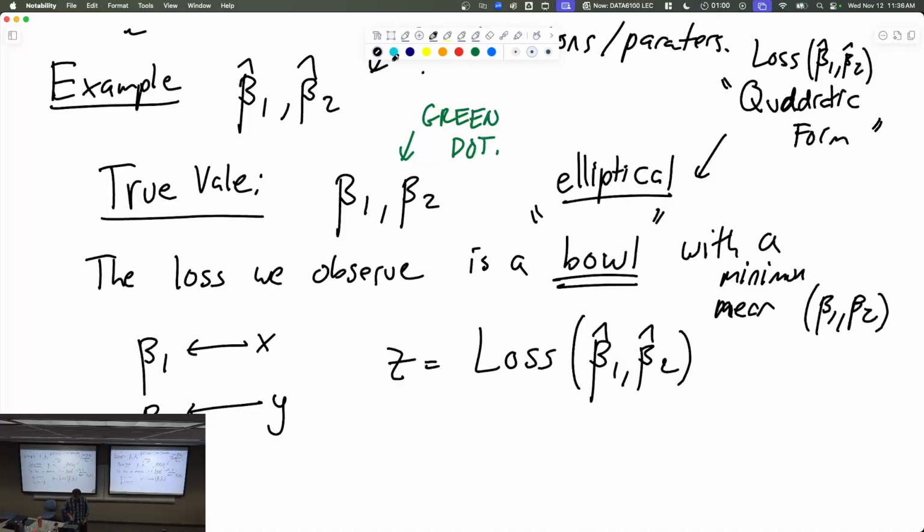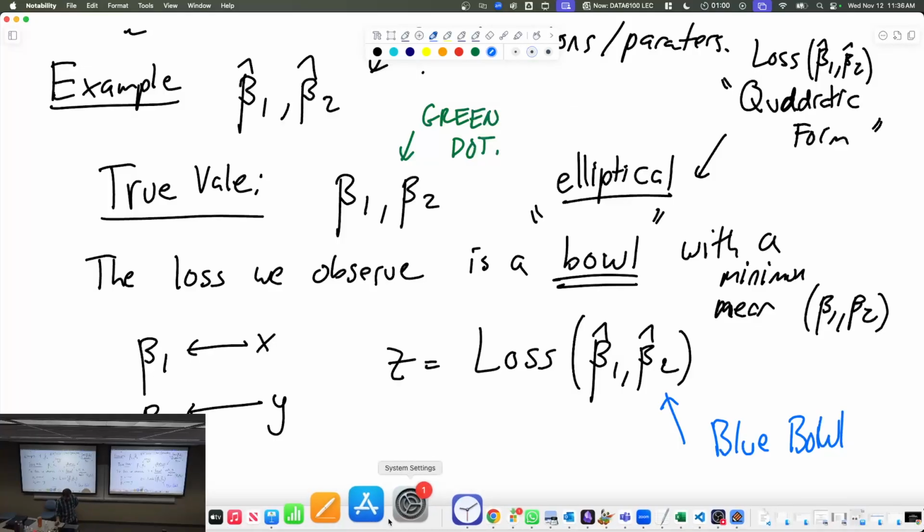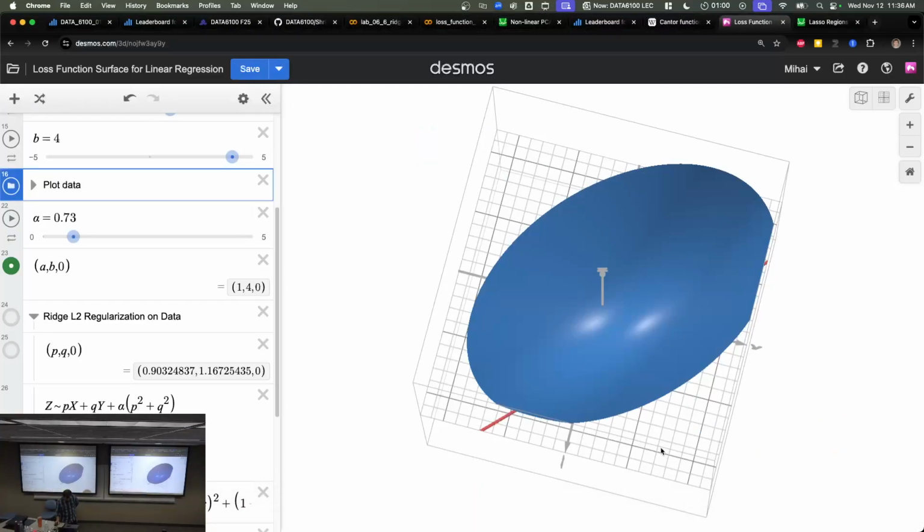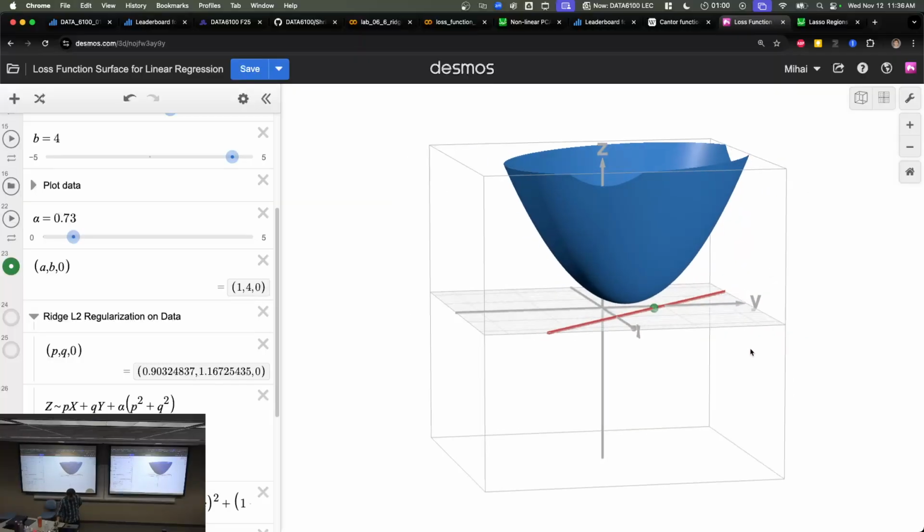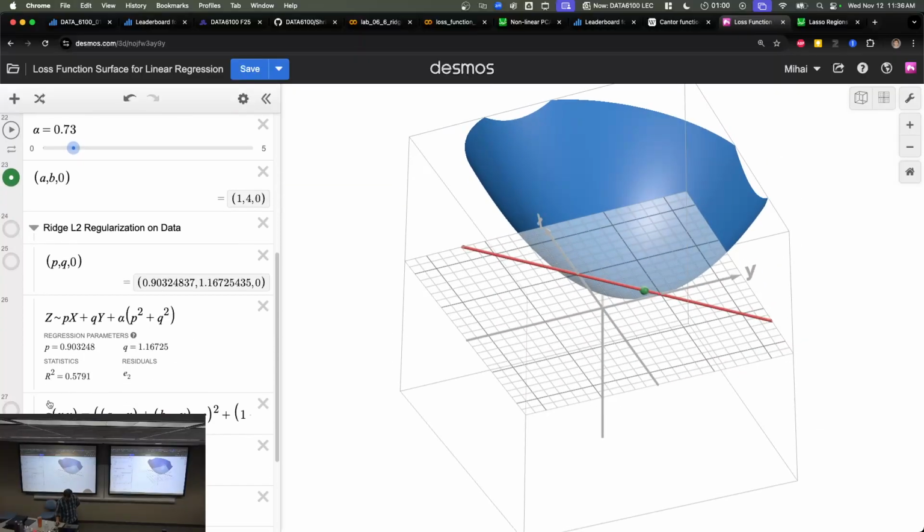But the loss function over here, this was the blue bowl, and it doesn't quite match what I saw over here. So why is it the blue bowl is not matching with the green dot? What's up with that? I can turn this back off.